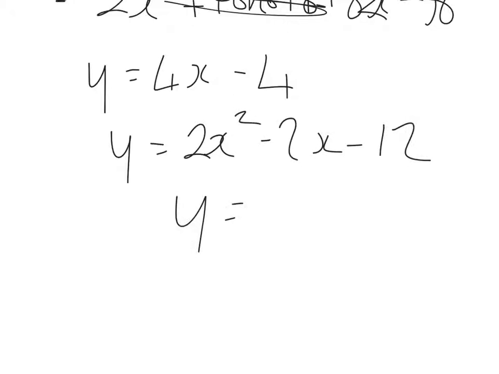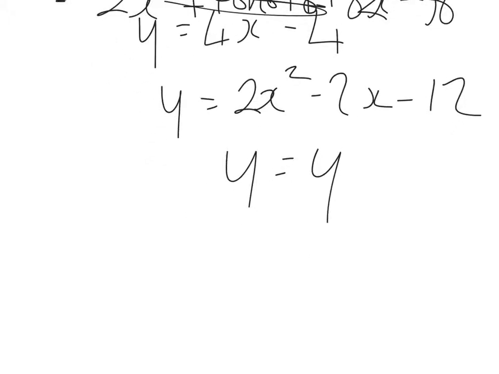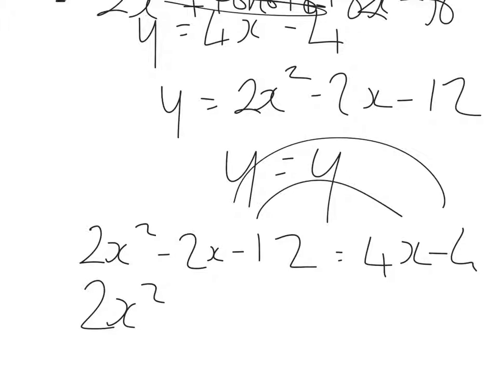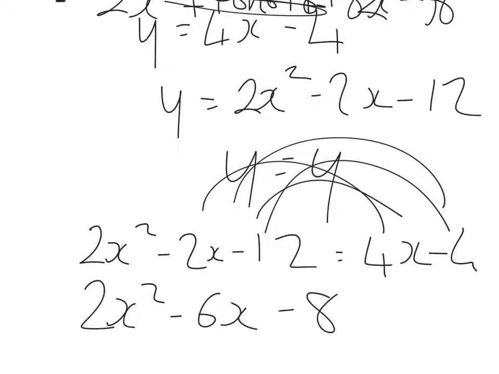So the first thing is that we're looking for points of intersection, so set y equal to y. So that will give me 2x squared minus 2x minus 12 is equal to 4x minus 4. Let's bring everything across, make it equal to 0. So that'll be 2x squared minus 4x comes across, that'll be minus 6x, minus 4 comes across, becomes plus 4. That'll be minus 8 is equal to 0.